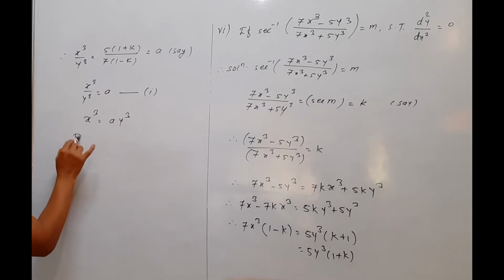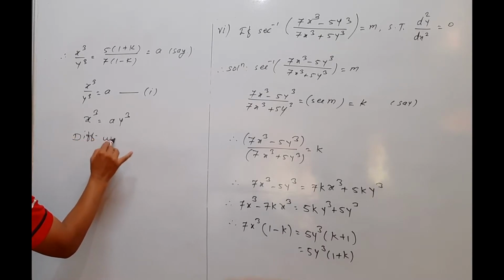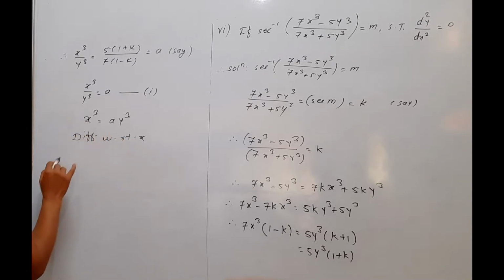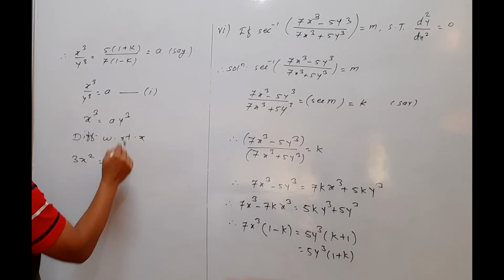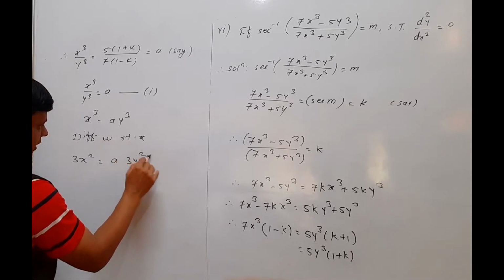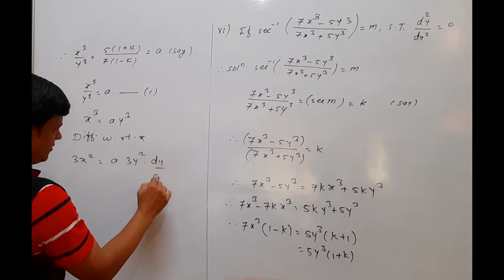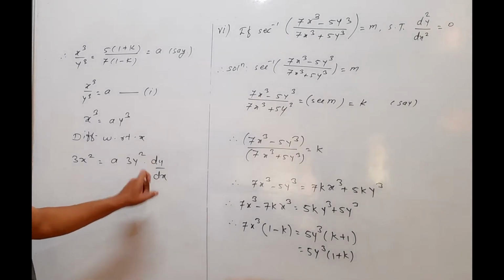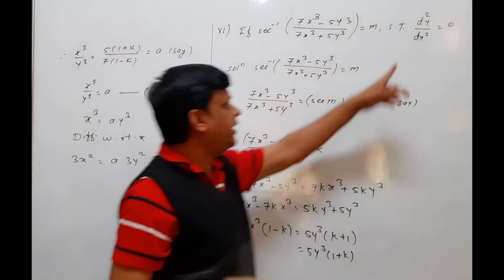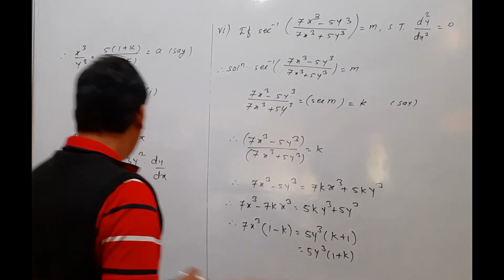So differentiate this with respect to x. We get here the derivative of x cube as 3x square. This a is constant. The derivative of y cube is 3y square into dy by dx. Now further we have to differentiate this with respect to x, because we require d2y by dx2.